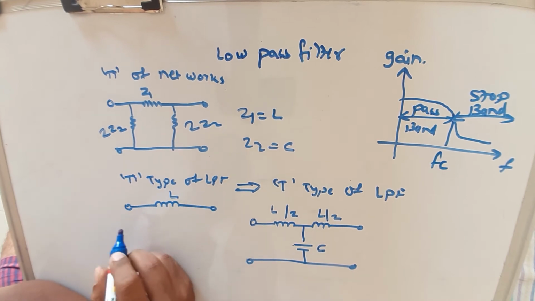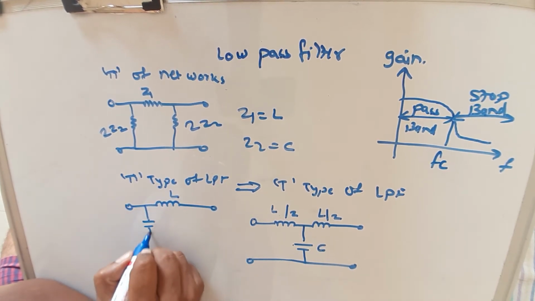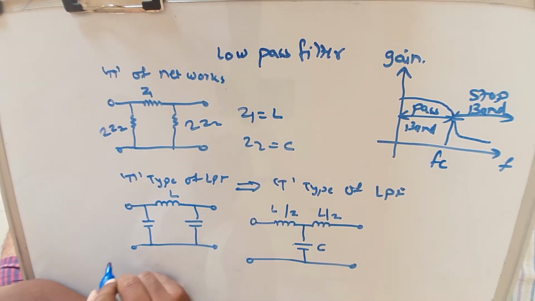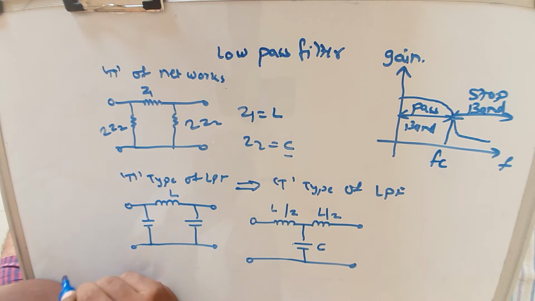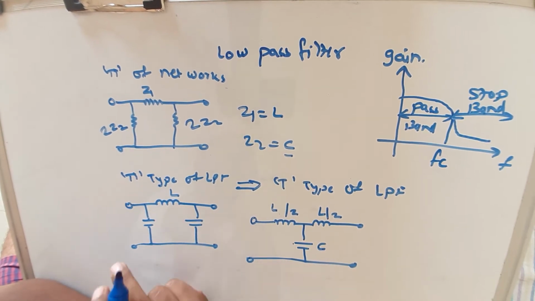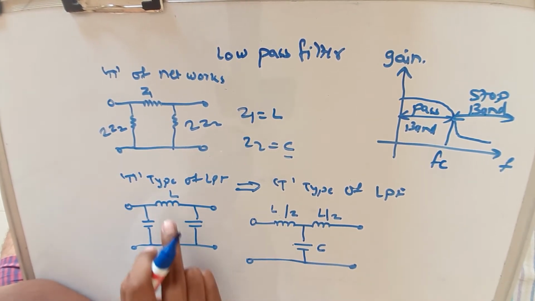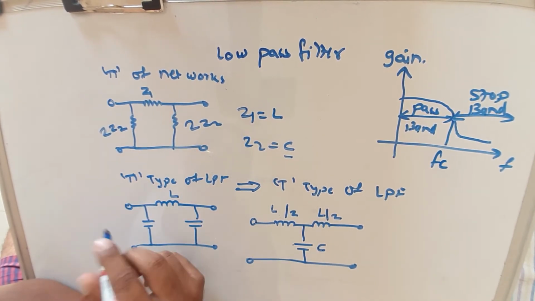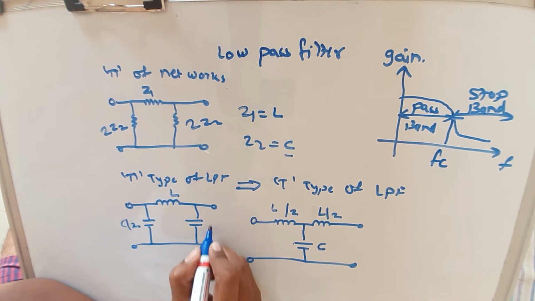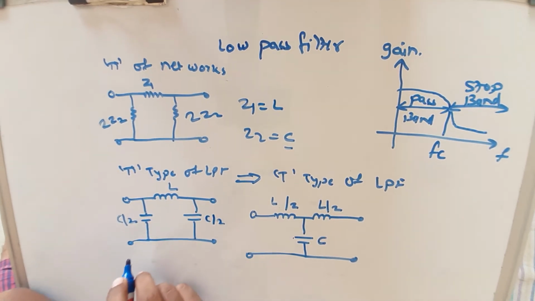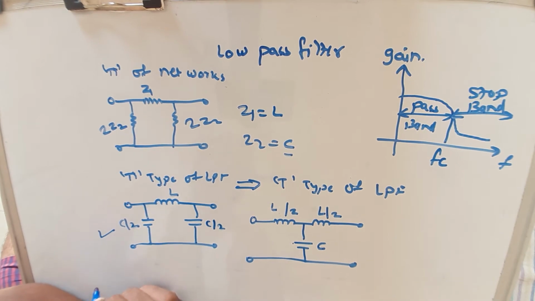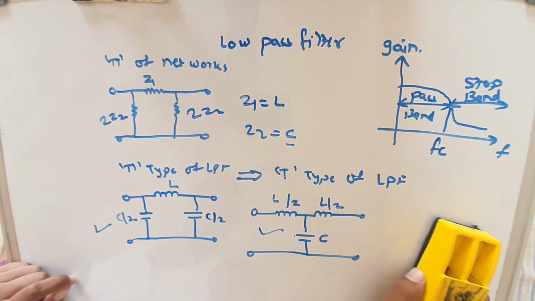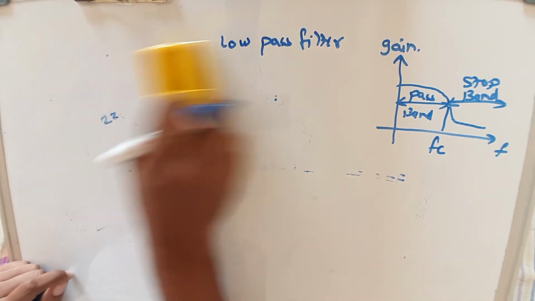In this one, this is L, and this is C. Z2 is replaced by a capacitor, but this is a parallel arm. This is the series arm. Whenever we write the capacitor in the parallel arm, just invert it, it will come as C by 2, C by 2. Okay, so this is a pi type of low pass filter, and this is a T type of low pass filter. Students must draw this.